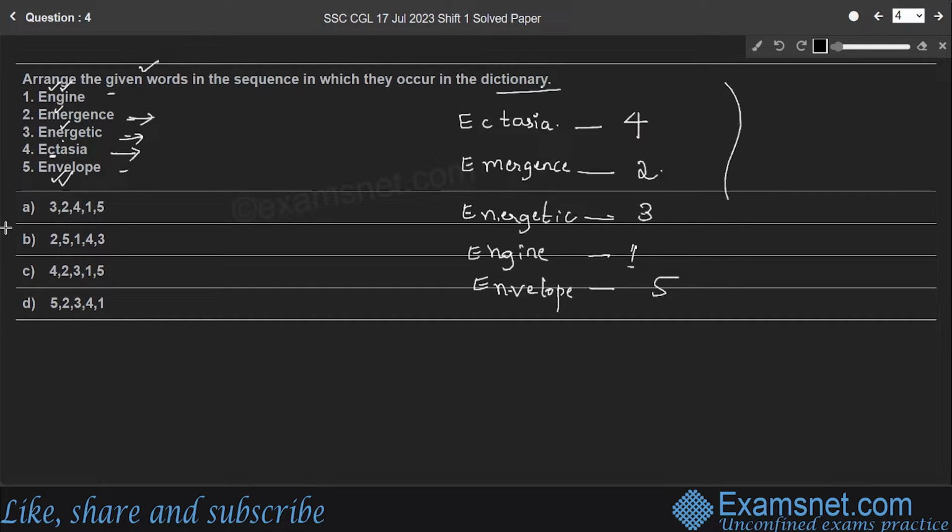Therefore, the order will be 4, 2, 3, 1, 5. If you arrange these words according to the dictionary, alphabetical order, the order will be 4, 2, 3, 1, 5. So look at the options. Option C is the right answer.